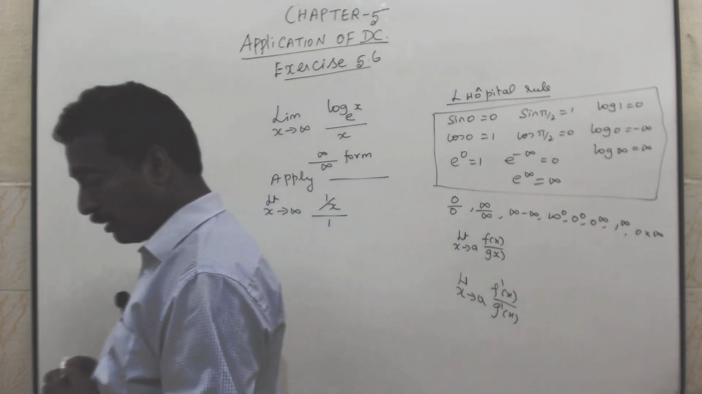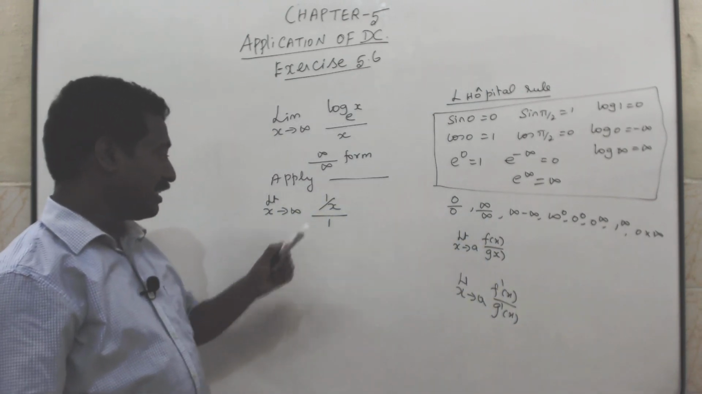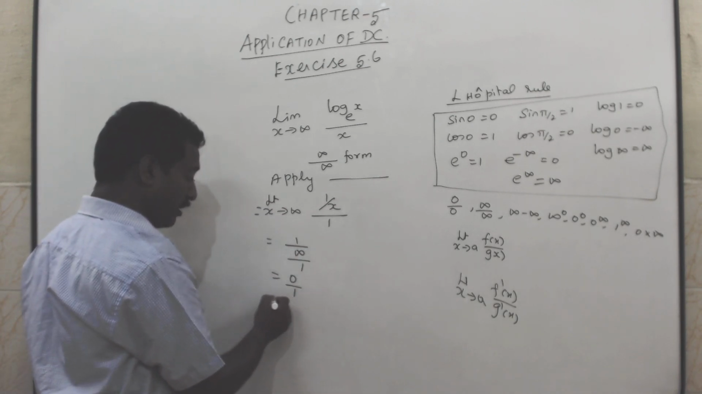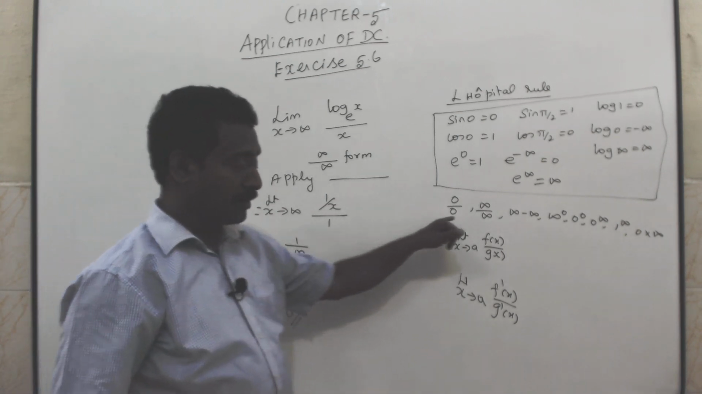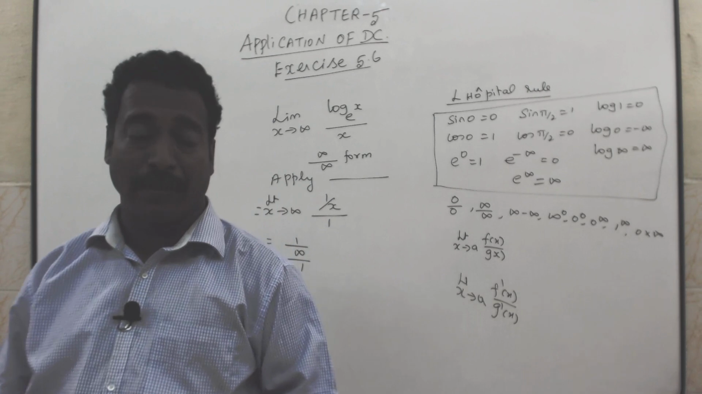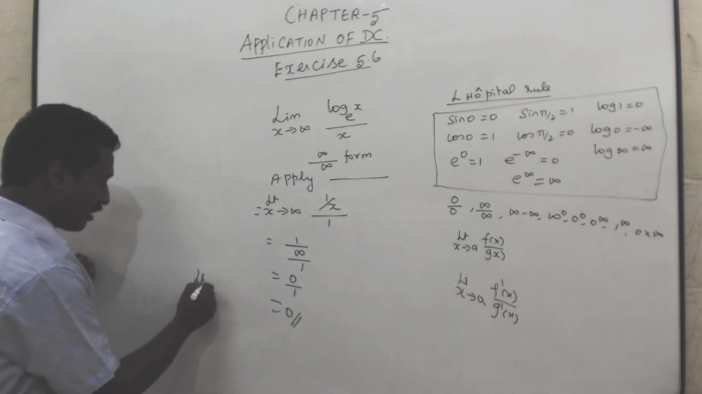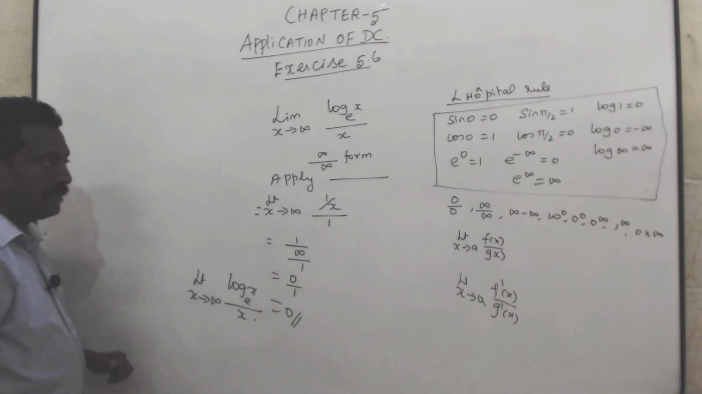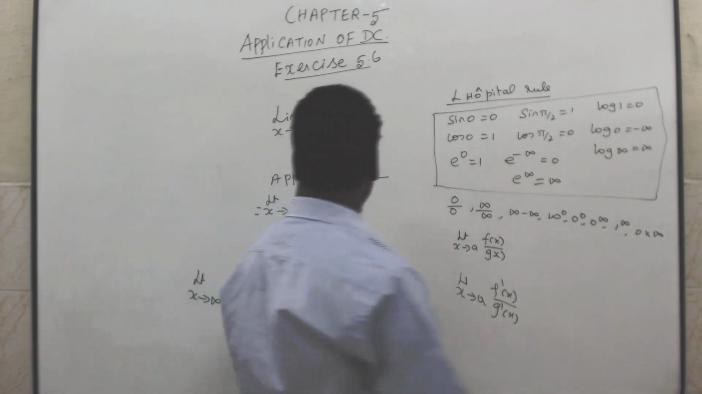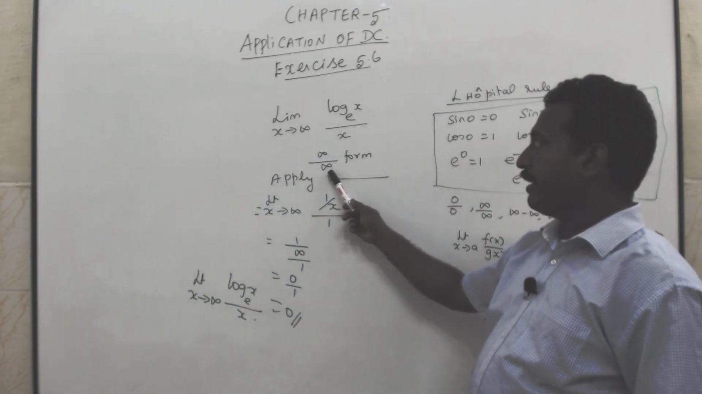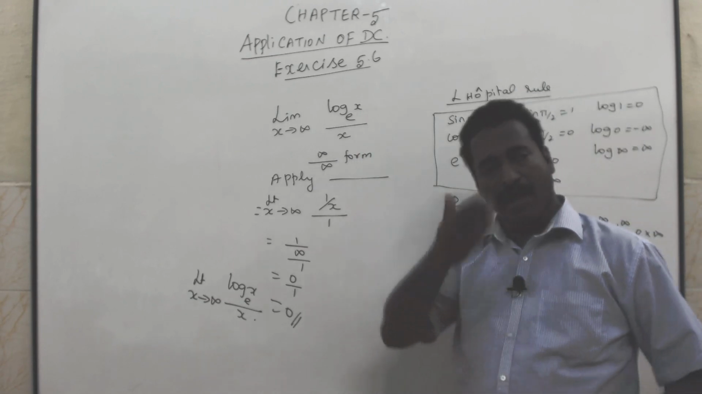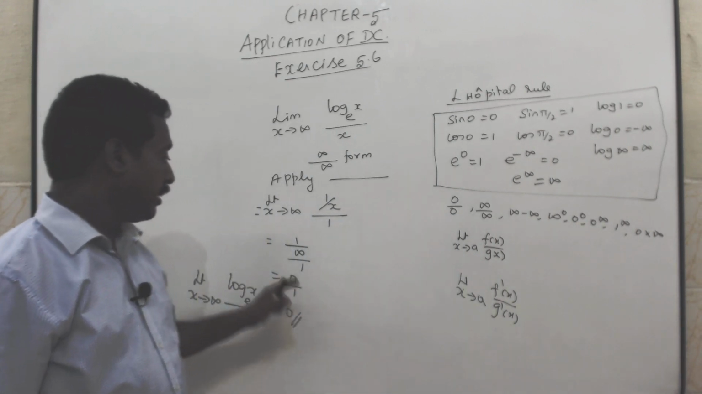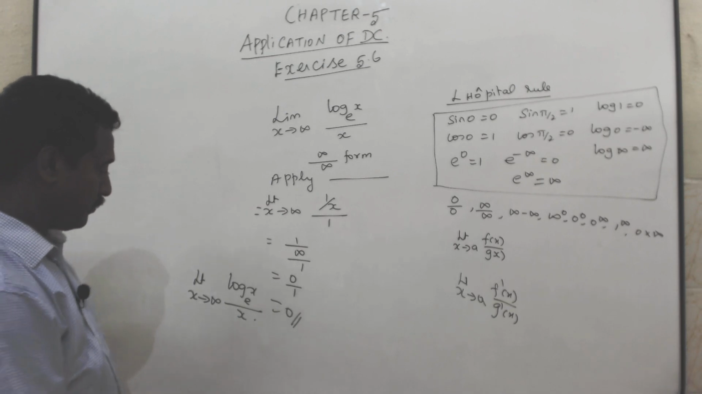Now what we have to do? X tending to infinity means x is equal to infinity, so 1 by infinity by 1, that is 0 by 1 equal to 0. 0 is not an indeterminate form. That's why the answer of the problem, limit log x base e divided by x, equals 0. Listen, when we substitute x equal to infinity, log infinity is infinity, infinity by infinity form, apply L'Hopital rule. Log x differentiation is 1 by x, differentiation of x is 1, then 1 by infinity by 1 equals 0 by 1.